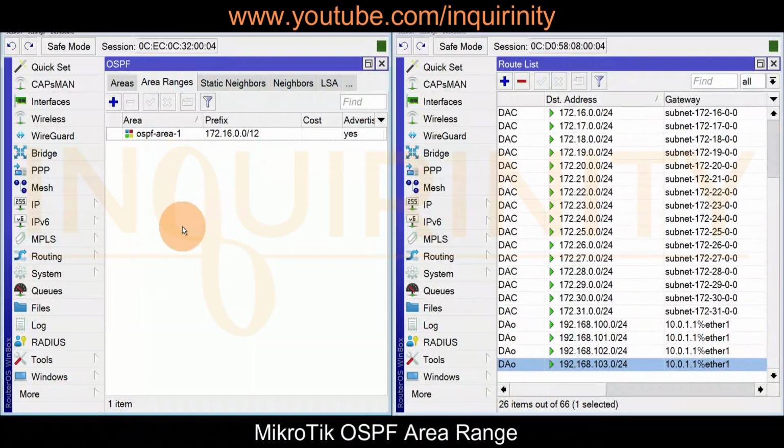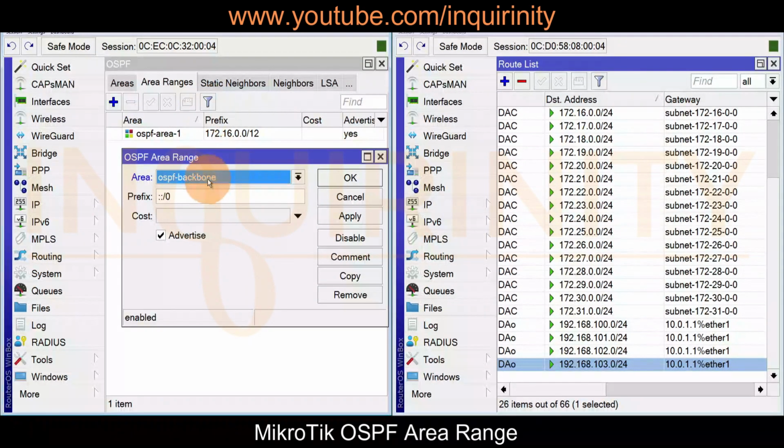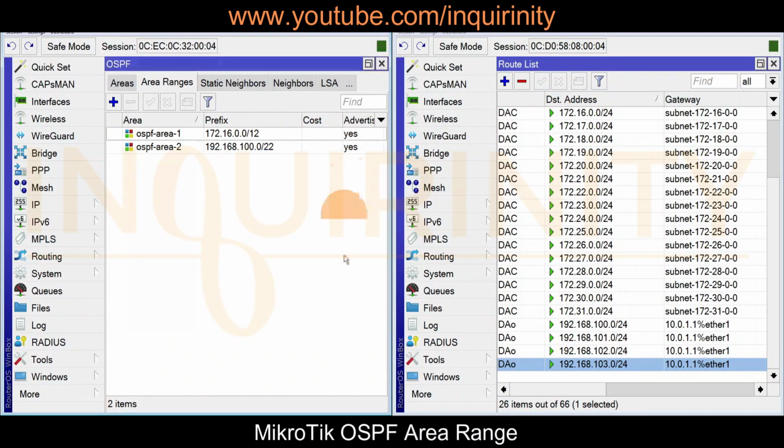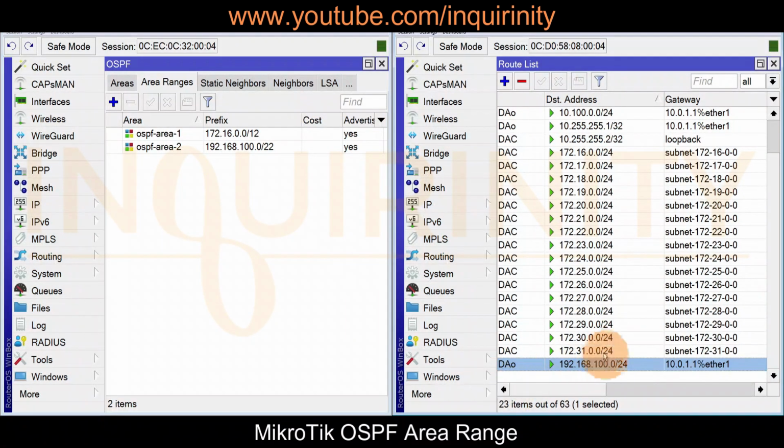On the left side will be your HQ, and this is where we will configure the area range. So pretty much the same. Click the plus sign. This time we will choose area 2. The prefix is the one that we have computed just recently, /22. Advertise. So correct, area 2, click apply and click OK, and we'll see what the changes are on Site 1. And yes, we now have the summarized route on our site number 1.